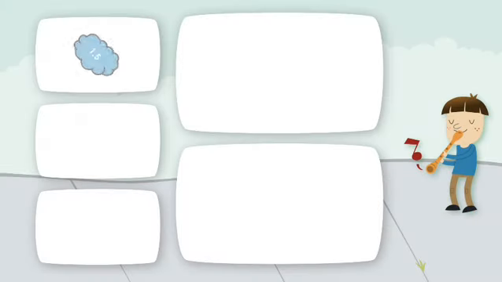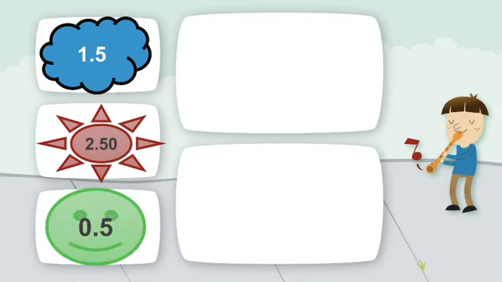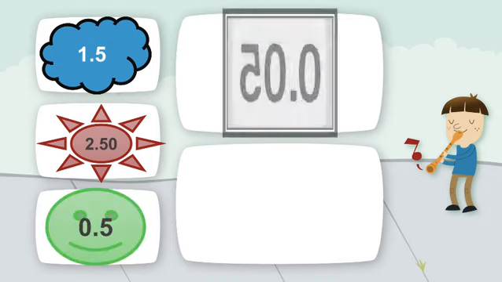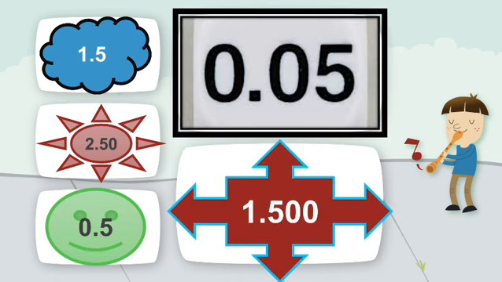Have you seen these numbers? What about this one? All numbers written in this form. What about this one? What numbers are these? What are they called? Well, they are called decimal numbers.